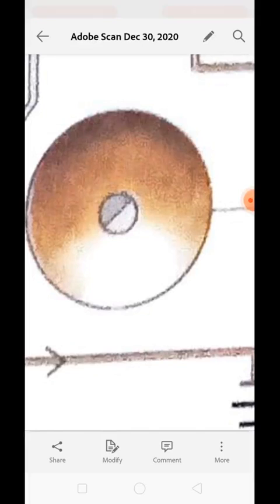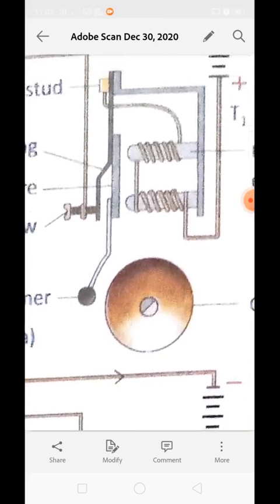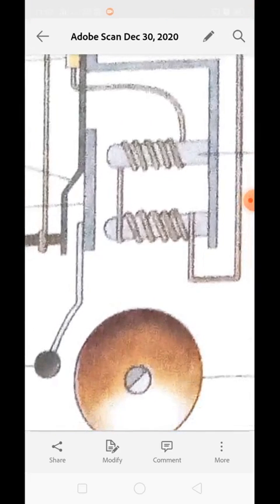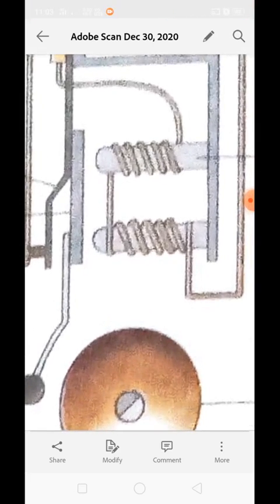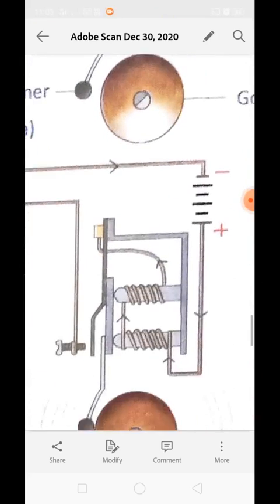Now next is gong. Gong is a big metallic hemisphere which is struck by the hammer to produce sound. Whenever this armature will be attracted toward this U-shaped electromagnet, this hammer will move and it will hit the gong and produce sound.